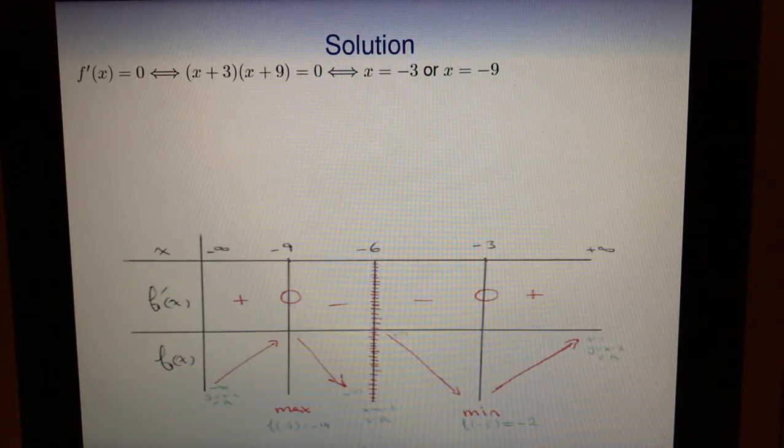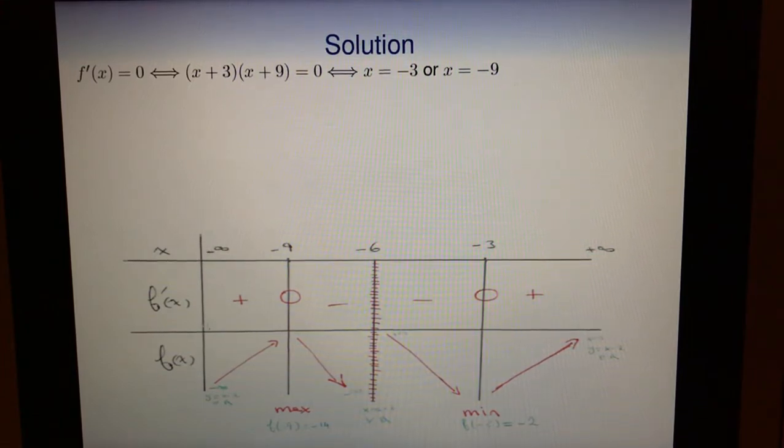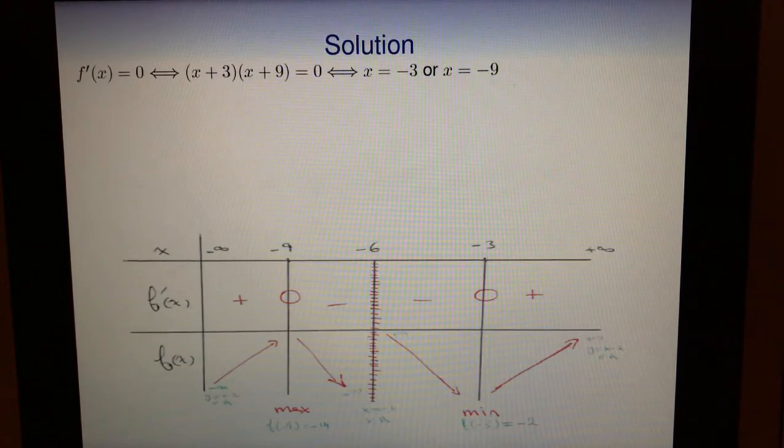So after finding the values where f prime of x is equal to 0, we are able to set up the table of variation of f. So first step is to draw a table, f prime of x, f of x. First step is to plug in the domain of definition, which is minus infinity, minus 6, plus infinity. At minus 6 we put a double bar because of the domain of definition. And then we plug in minus 9, minus 3. As I said, these are the values of x where f prime of x is equal to 0.